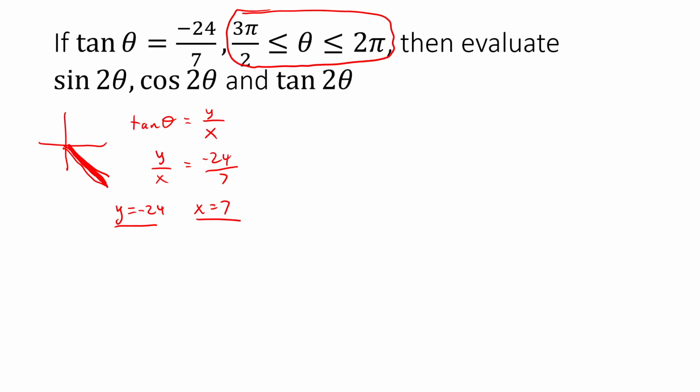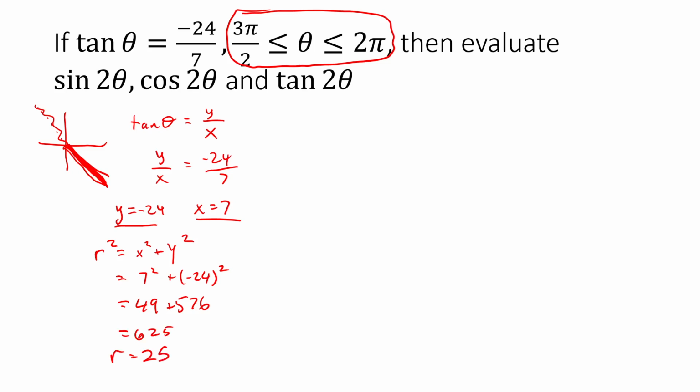Just to show you what I mean, had this been in quadrant 2, and I'd have said y over x equals negative 24 over 7, I'd have had to say that y is positive and x is negative. But in this case, we've got a negative y, a positive x, and we can just continue on from there. Well, we know that r squared is equal to x squared plus y squared. So that's going to equal 7 squared plus negative 24 quantity squared, which is 49 plus 576, which equals 625. r has to be positive, so r is equal to 25.